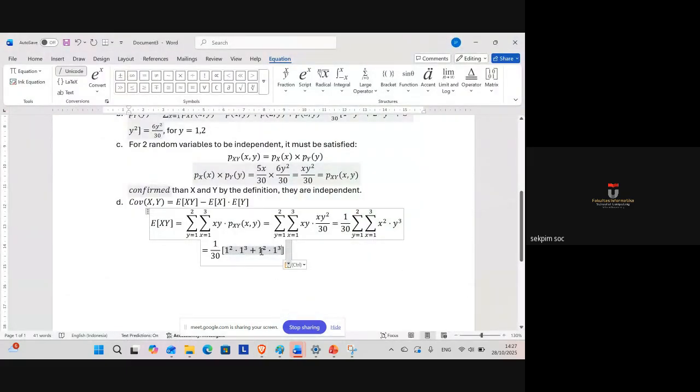Okay, I forgot which one is y and which one is x. So let y be 1, and this one we change into 2 for x equal to 2, right? And this one is for x equal to 3, right?